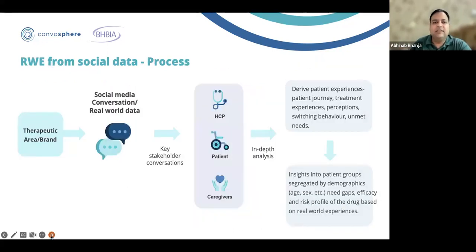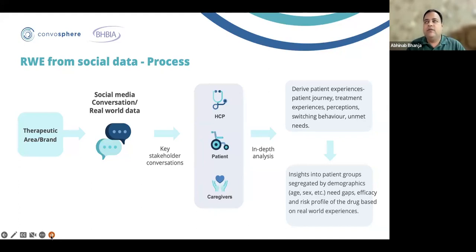So this is a very top level view of how the process of extracting RWE from social data works, because it's quite an extensive process. But just to give you a broad idea, I will give more detail on how we do it. We start with the therapy area or a brand, and we also consider the brands which are associated with the therapy. Then we extract all social media conversations, global, universally, we call it the universe, and then we filter it to get to the priority stakeholder group.